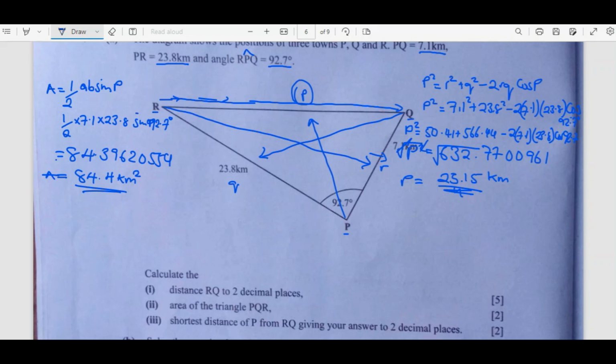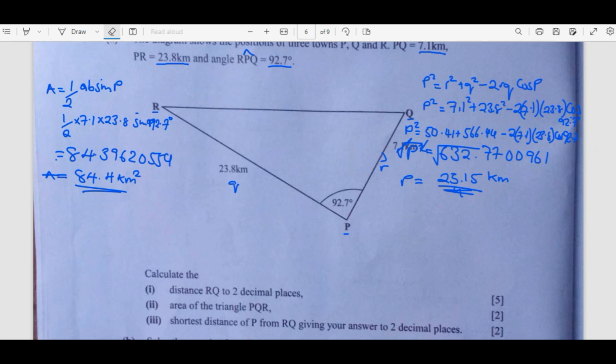So meaning that we want to find the shortest distance from P to RQ. So RQ, it is this area. So that is RQ. Now, to find the shortest distance, what are we going to do? They've said P, so meaning that the shortest distance is going there. So that is the shortest distance, or where we are going.